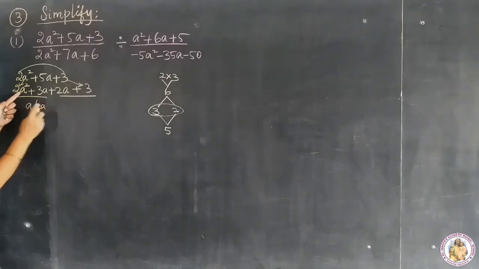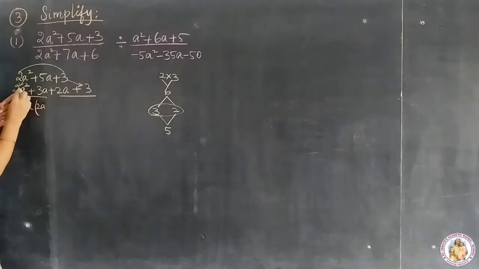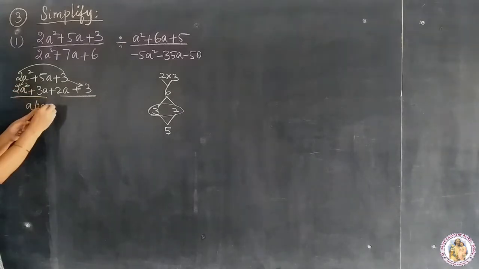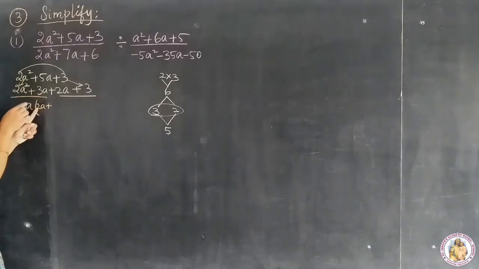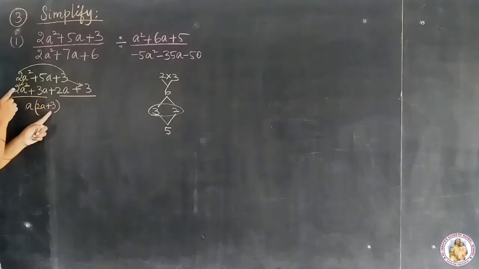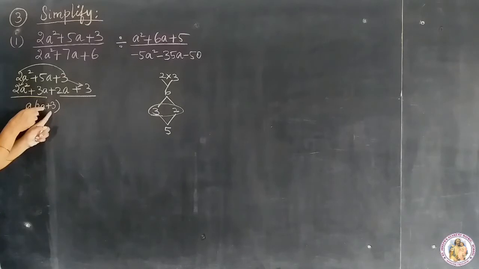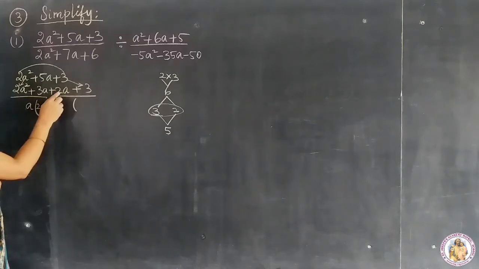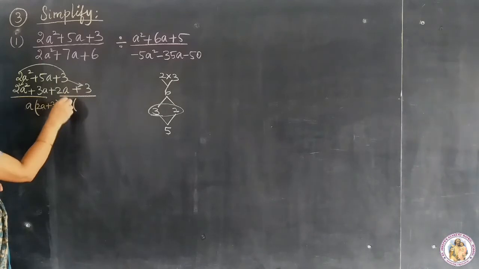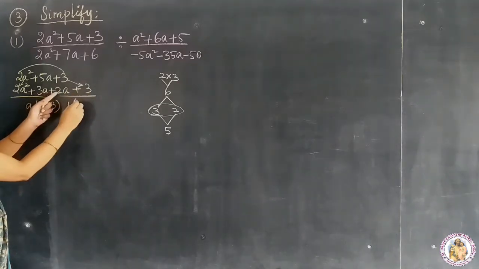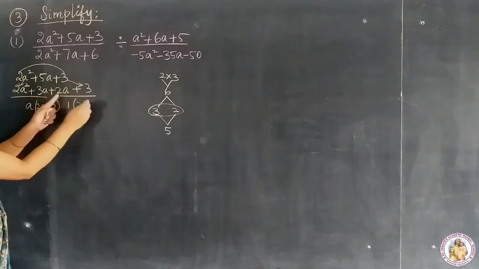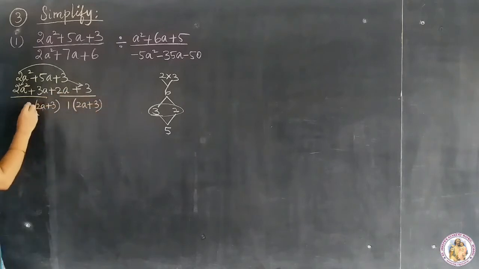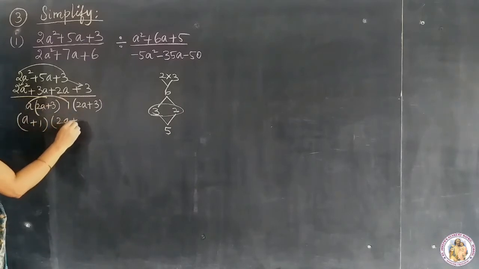So 2 into a, so a 2 into a square, 2a into a square plus 3. Already we have a here, so write only 3. If you multiply, you will get 2 into a into 2a square plus a into 3, 3a. And again here we don't have a common variable or constant, so go with 1. 1 is common. So 2a, 2 into a, 2a plus 3. So write a plus 1 as one factor and 2a plus 3 as another factor.